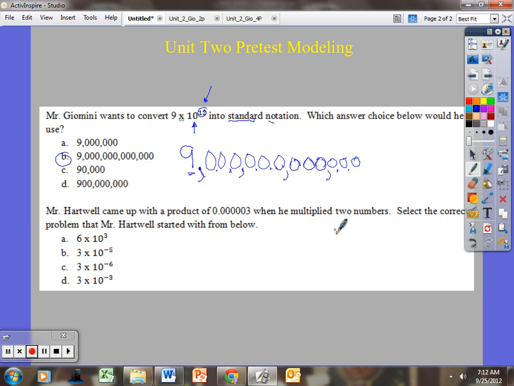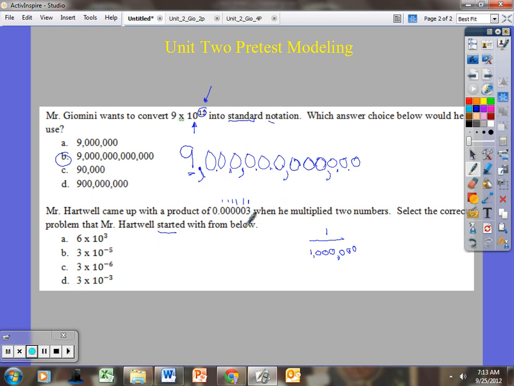Okay, next one. Mr. Hartwell came up with the product of, let's see here. When he multiplied two numbers, select the correct problem that Mr. Hartwell started with from below. Let's see here. There's tenths, hundredths, thousandths, ten-thousandths, hundred-thousandths, millionths. So that's 1 millionth. I can think of it like that. Very small number. Larger than 0, not greater than 1, but a very small number.